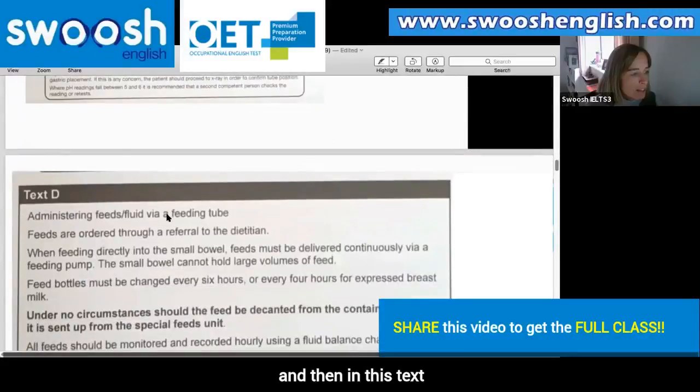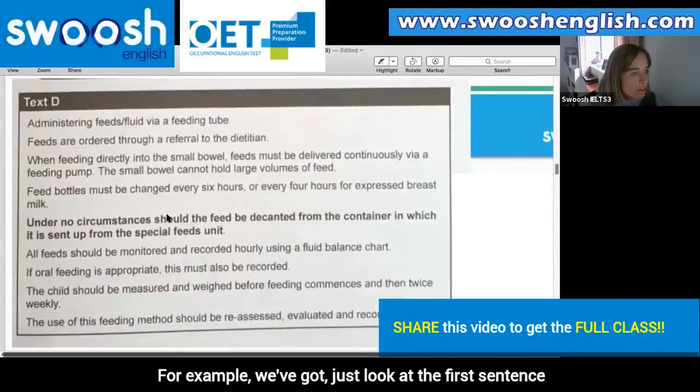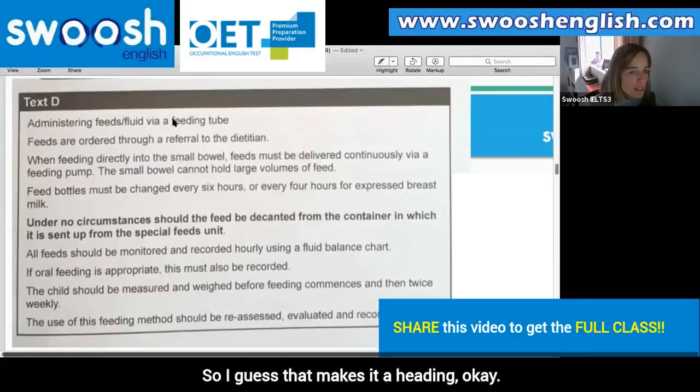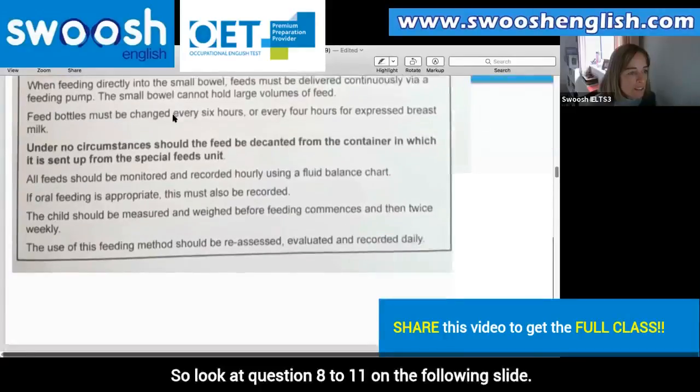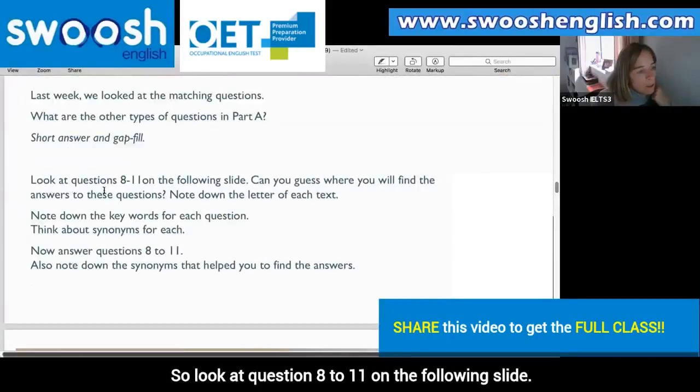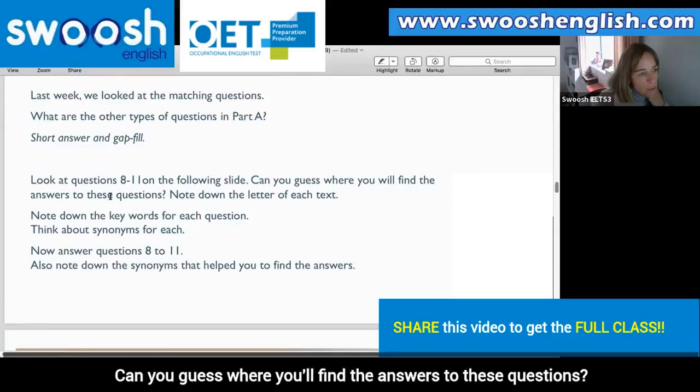And then in this text, for example, just look at the first sentence. It's not obviously a heading, but it's the first sentence, so I guess that makes it a heading, okay? All right, so look at questions 8 to 11 on the following slide. Can you guess where you will find the answers to these questions?